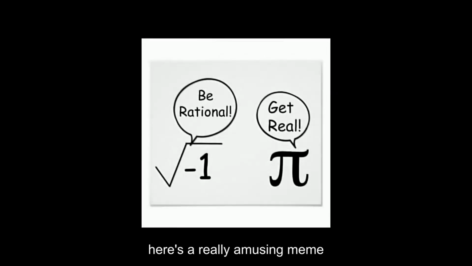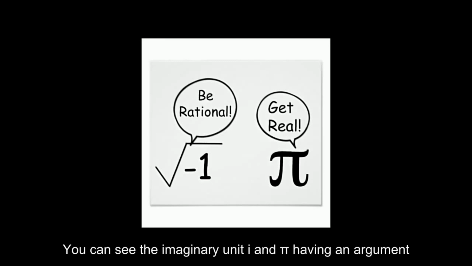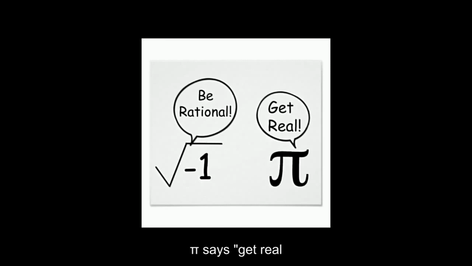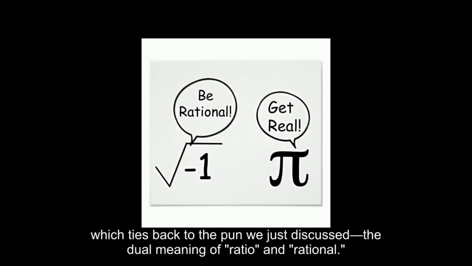So, here's a really amusing meme that plays on this double entendre. You can see the imaginary unit i having an argument. Right, says get real, meaning be realistic. It's poking fun at imaginary numbers, which aren't part of the real numbers. Then the imaginary unit i retorts, be rational too. Which ties back to the pun we just discussed, the dual meaning of ratio and rational.